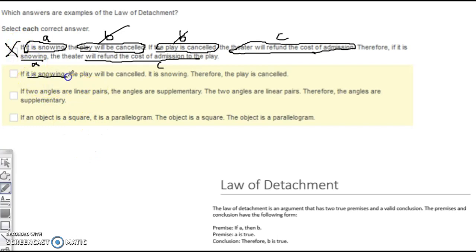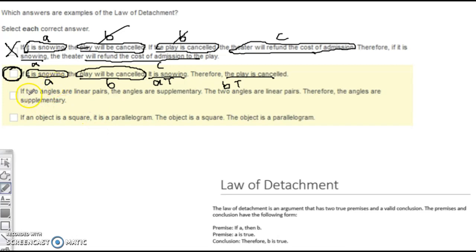All right, if it is snowing, again, that's going to be A. The play will be canceled. That's going to be B. It is snowing, so they're saying A is true. Therefore, the play is canceled. So now they're saying B is true. That is exactly what the law of detachment is supposed to sound like.